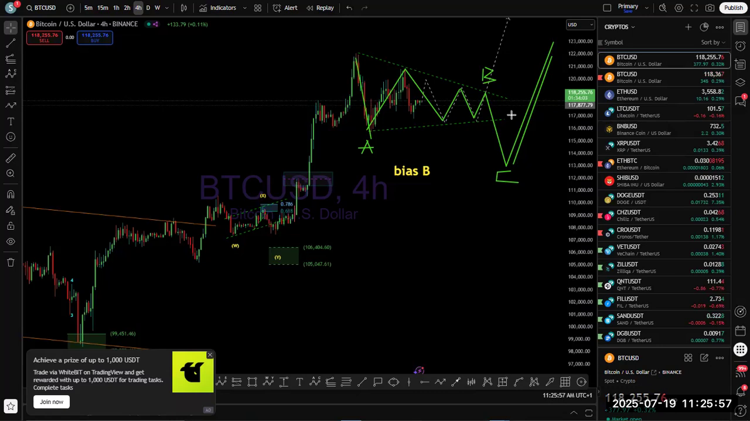Normal ABC, complex B, now triangle as B, C, and it will buy, or it will give us A, B, C, D, E. Then it will begin to buy.